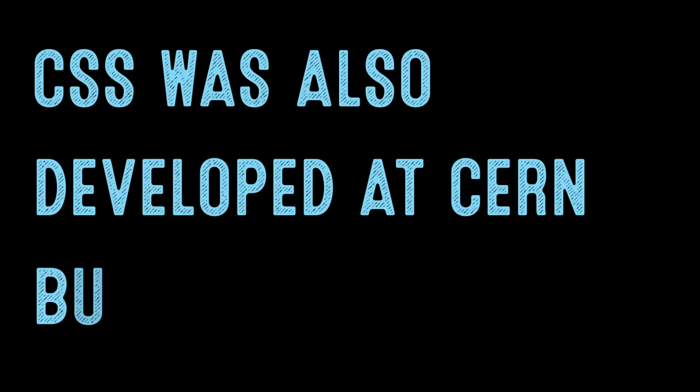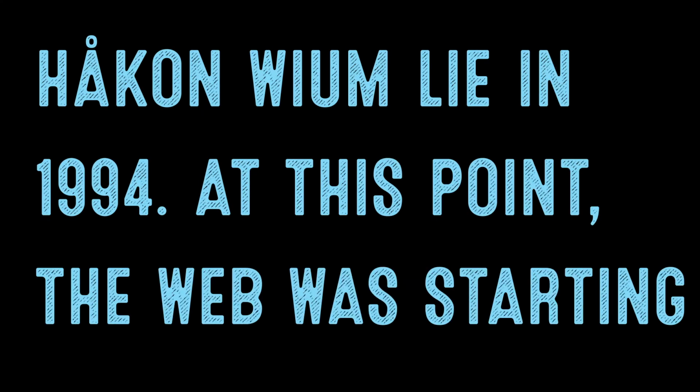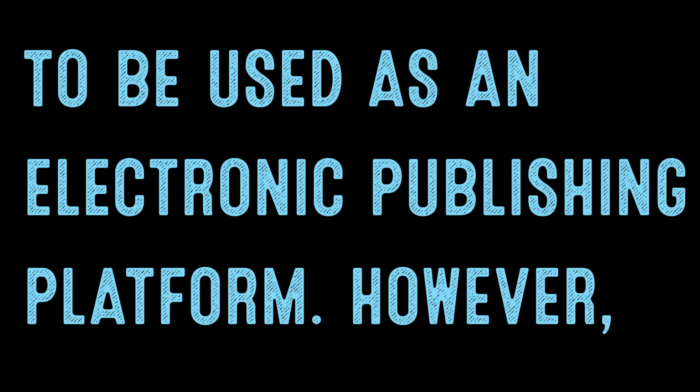The Daily Code Snippet. CSS was also developed at CERN, but this time by Håkon Wium Lie in 1994. At this point, the web was starting to be used as an electronic publishing platform. However, there was no built-in way to style documents as part of the HTML.